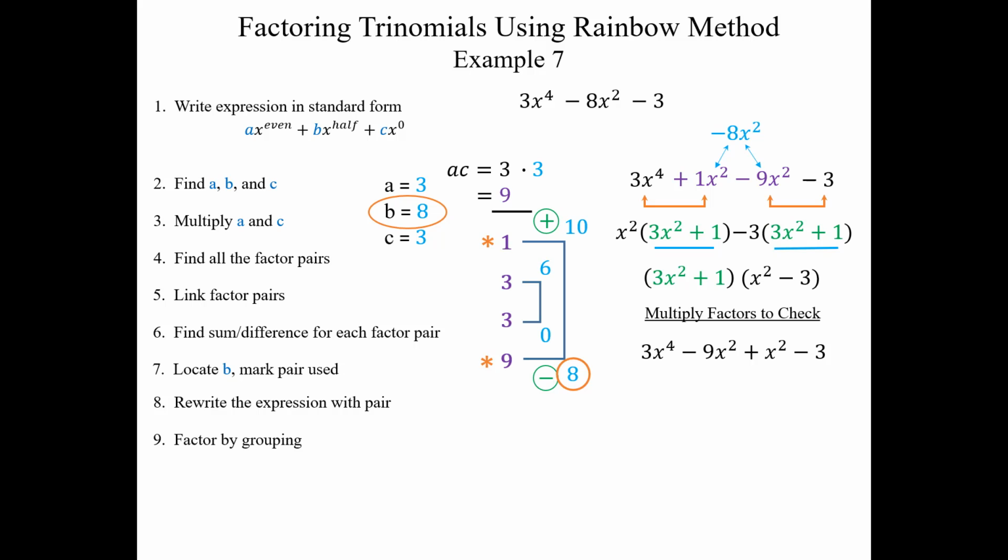Combining our like terms together, we get 3x to the 4th minus 8x squared minus 3. And this is the original expression that we started with, so we did find the factors for this expression.